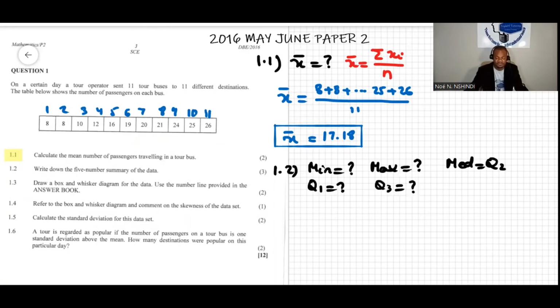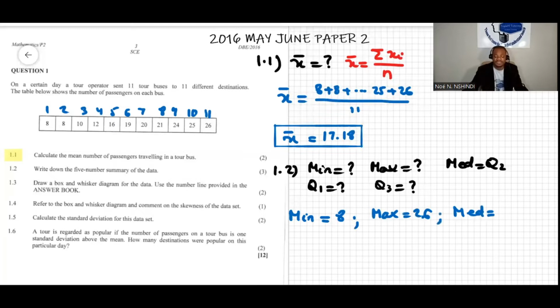So, let's say for the minimum. The minimum is the least value. As we can see over here, the minimum is just equal to 8, because that's the smallest value. And then the maximum must be the largest one, 26. So maximum must be 26, and then the median.